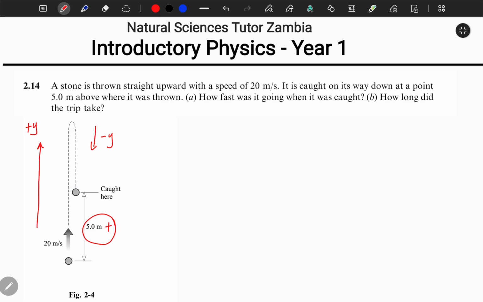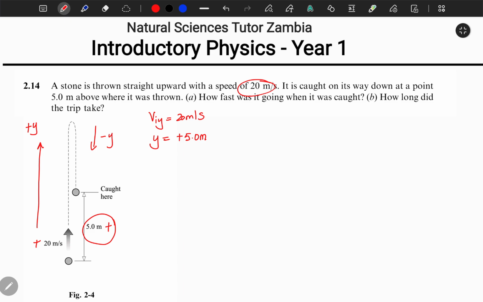And the initial speed here, remember it was going up, meaning this one is positive as well. So our initial speed in the y is 20 meters per second, and our displacement is positive 5.0 meters, because it is just the distance that is remaining.